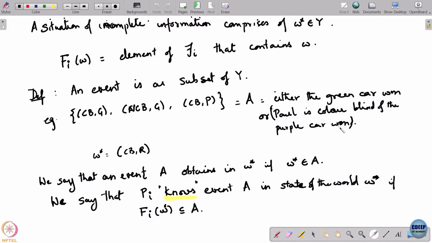And then we said, what do these players know about this event in a particular state of the world? So we fixed a particular state of the world, which was omega star. In this case, omega star is that Paul is colorblind and the red car won. And then we asked, what does each player know about this event? Our definition of knowing was that player i knows event A in state of the world omega star if the element of the partition that omega star lies in for player i is completely enclosed in the event A.